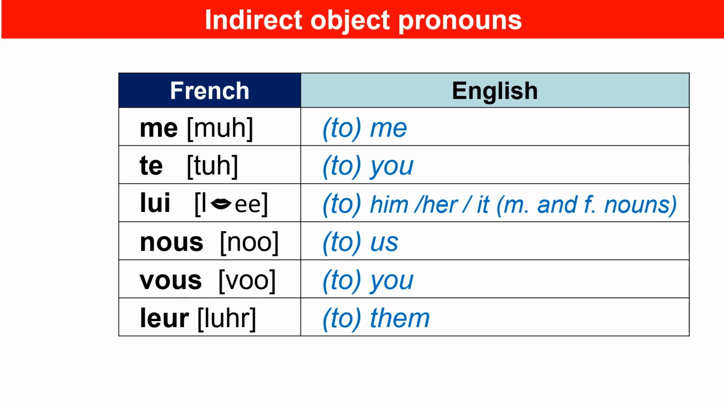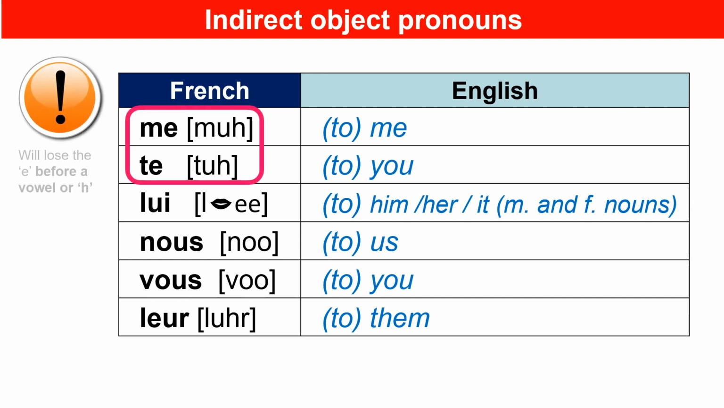Now, let's pronounce these pronouns. We've got me, te, lui, nous, vous, leur. Just note that we have the rule of elision for me and te, which means that they will lose the e in front of a vowel or an h. So we'll end up with m apostrophe or t apostrophe.